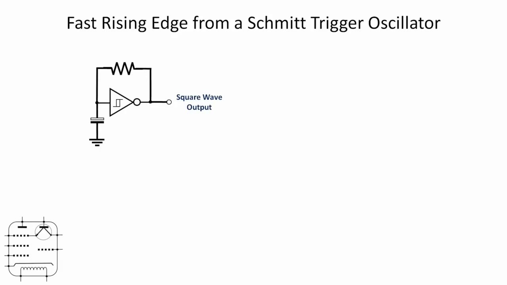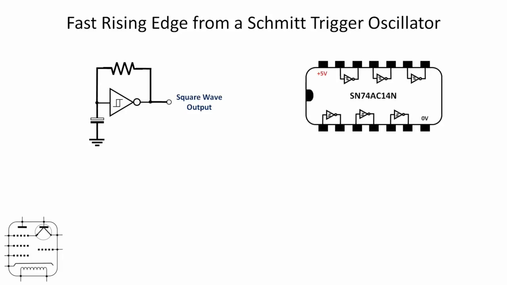So the circuit we're going to use is very straightforward. This has appeared on my videos before, and this very simple circuit produces a very fast square wave output with a very fast rise time. And the chip we're going to use is one of the 74 series logic chips, but we're going to use the AC version, AC standing for Advanced CMOS, which makes it very, very quick indeed.